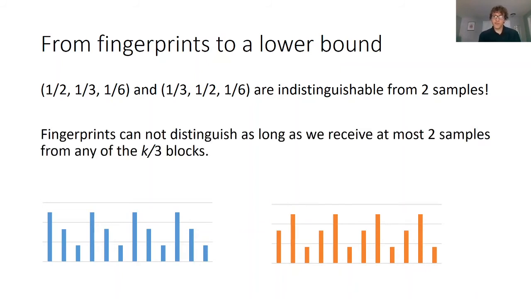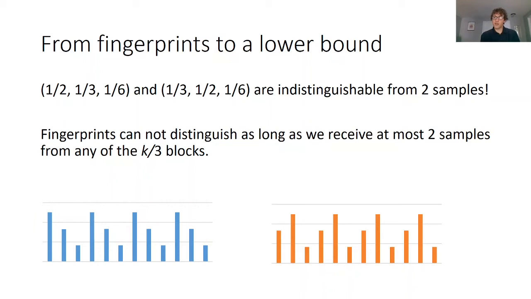So if we're looking at just fingerprints, as long as you receive at most 2 samples from any of these k/3 blocks that we make, then our fingerprints are not going to help. Again, in each block, we have the same distribution over fingerprints. If we concatenate, then we're going to get the concatenation of what happens over each block, so we'll get things that we can't distinguish. So as long as we satisfy this condition, then we're good.